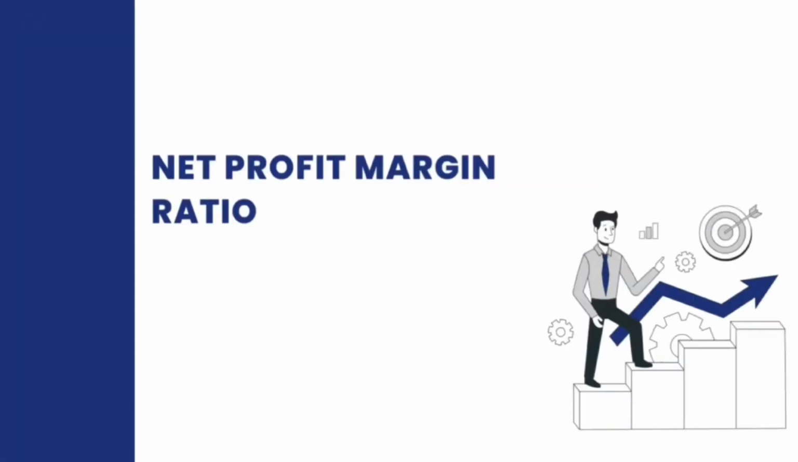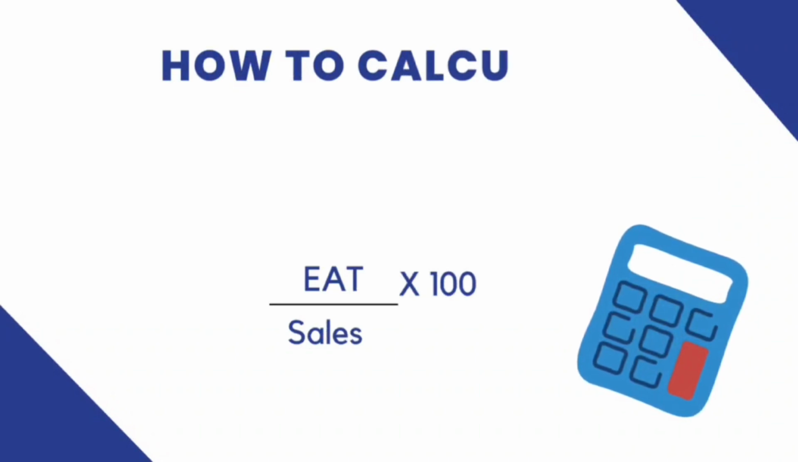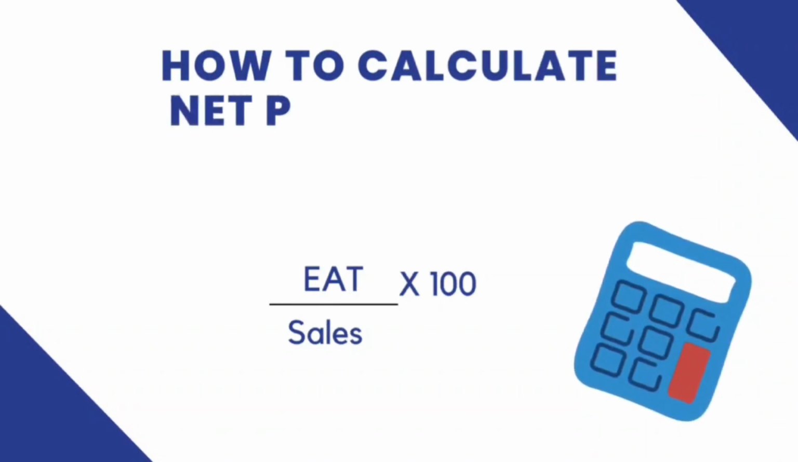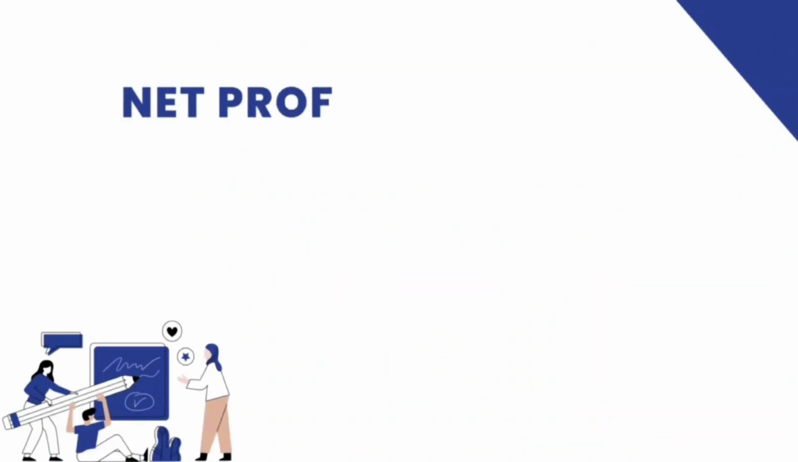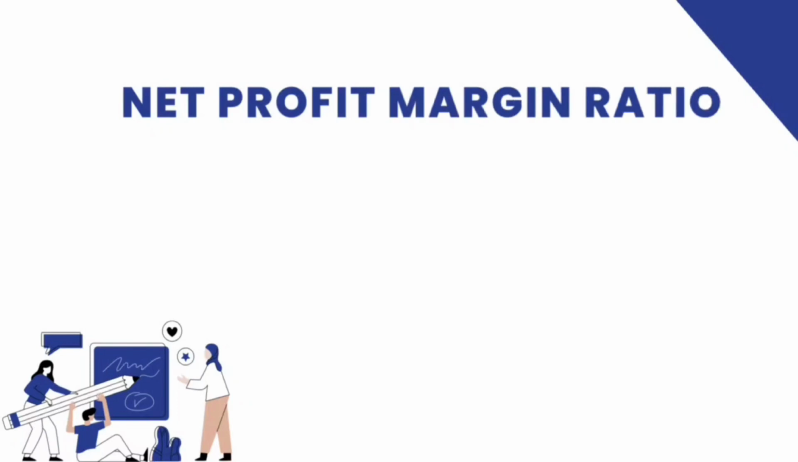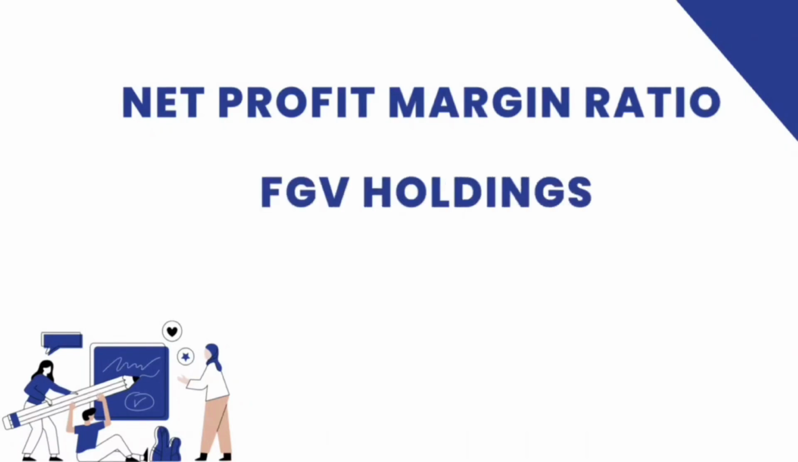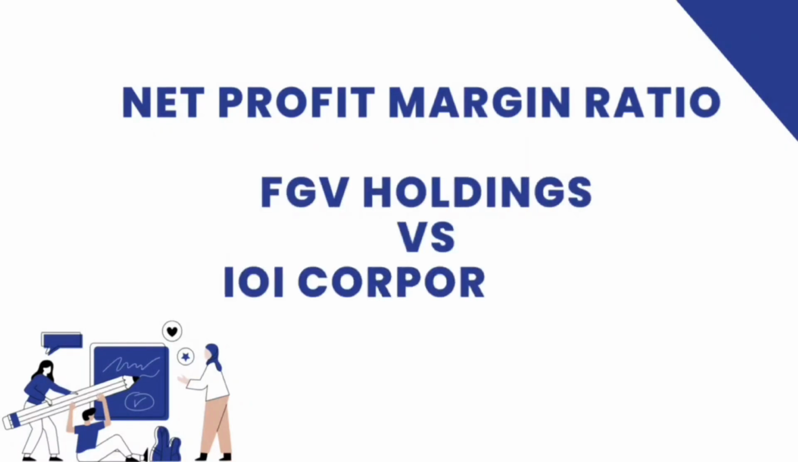Okay, for the next slide is the net profit margin ratio. How do we calculate the net profit ratio? We calculate it by earnings after tax, also known as EAT, divided by sales and multiplied by 100. Let's see the net profit margin ratio between FGV Holding and IOI Corporation within year 2020 to 2021.